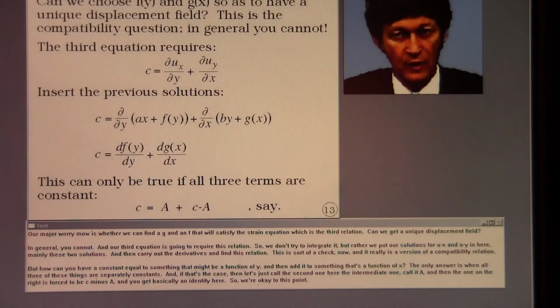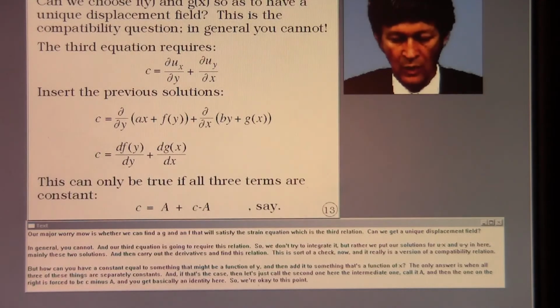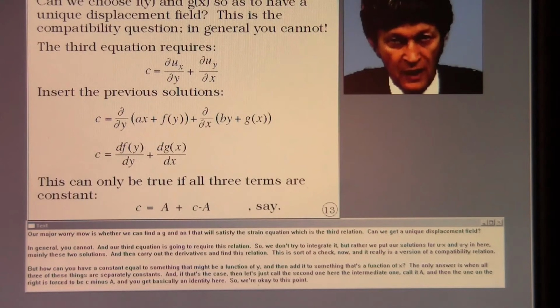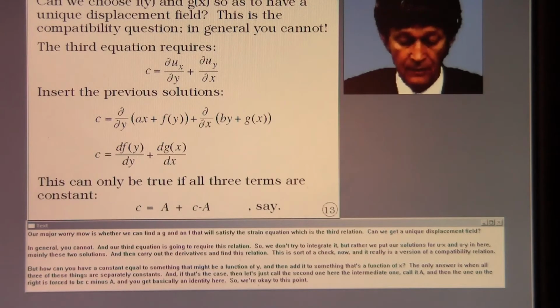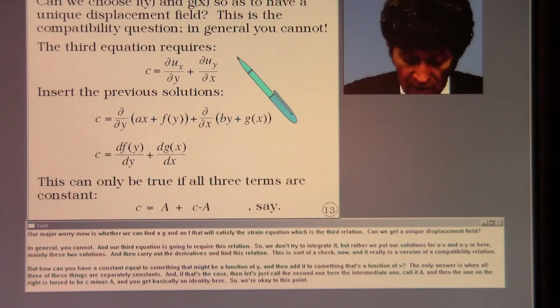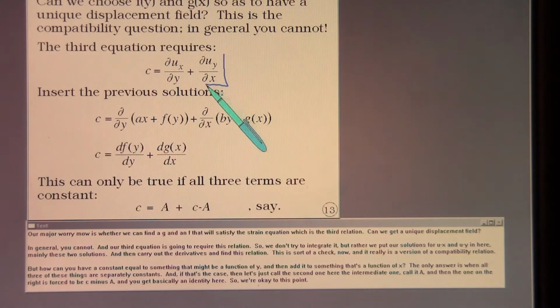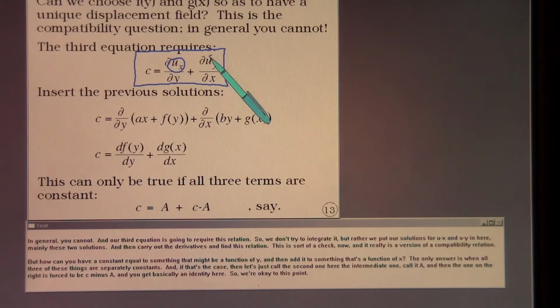Our major worry now is whether we can find a g and an f that will satisfy the strain equation, which is the third relation. Can we get a unique displacement field? In general, you cannot. And our third equation is going to require this relation. So we don't try to integrate it, but rather we put our solutions for ux and uy in here, namely these two solutions, and then carry out the derivatives and find this relation. This is sort of a check now, and it really is a version of a compatibility relation.